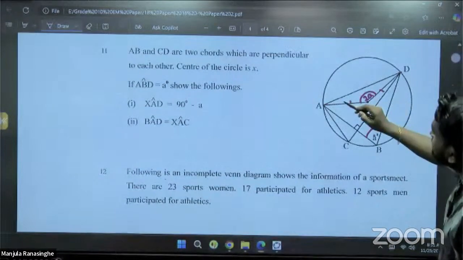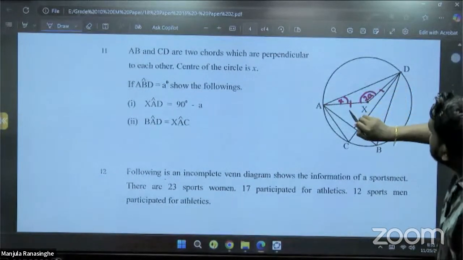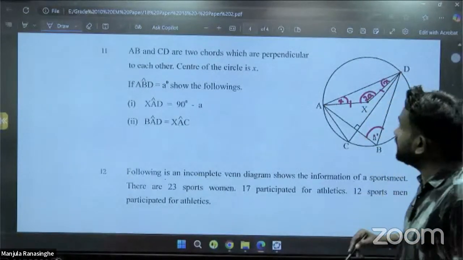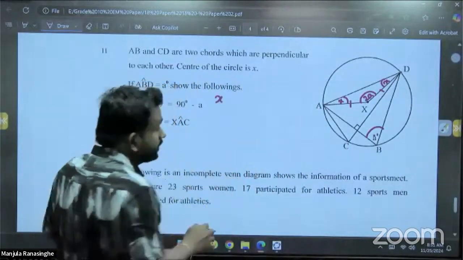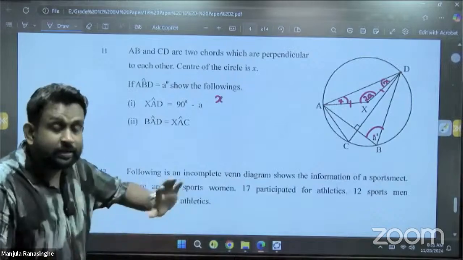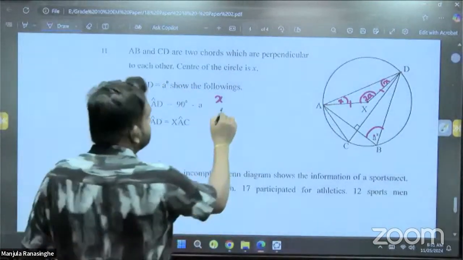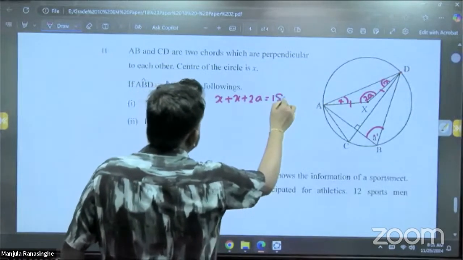Now you know that these two are equal. Why? The two sides are equal. Then here x, here also x. Now you can prove that x plus x plus 2a is 180. Consider that triangle. But you have to write these steps. I am approaching the question briefly, but at home you can develop the question. So x plus x plus 2a equals 180.